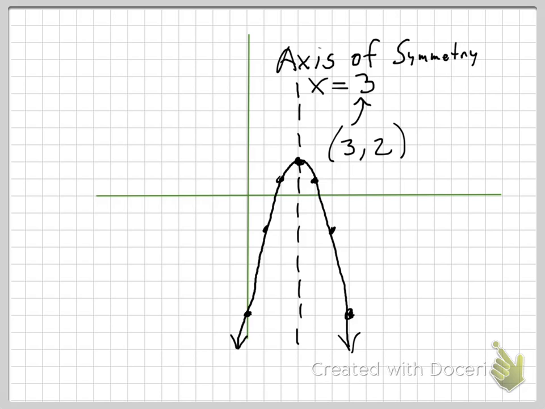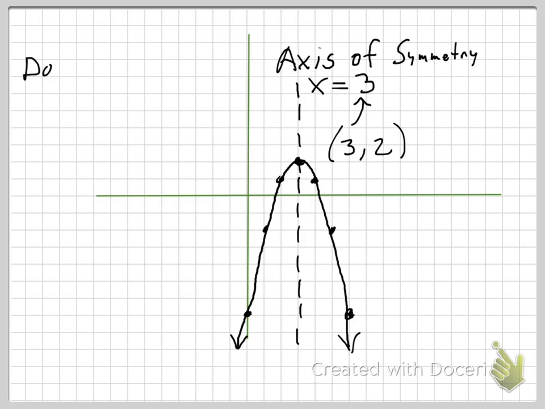Now at this point I can say, is this function even, odd, or neither? Most of us attempt to say it's even because it's symmetrical. Yes, it is symmetrical, but not about the y-axis. It's symmetrical about the line x equals 3, which is not the y-axis. So this is neither.